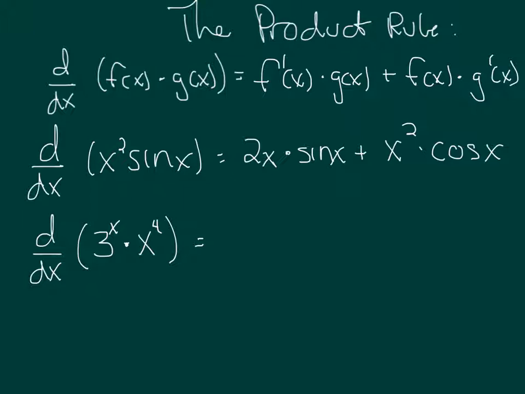Okay, you should have taken the derivative of 3 to the x, which is just the natural log of 3 times 3 to the x, times x to the fourth, because the second function doesn't change. But then we add on the first function, which is just 3 to the x, times the derivative of the second function, which is 4x cubed. And we leave it like that. We're going to find that we don't have to simplify as much in calculus the way you did in earlier math classes. So, believe it or not, that's your answer.